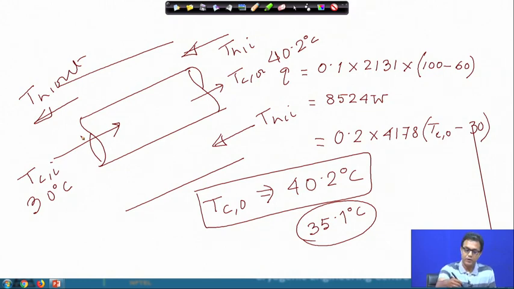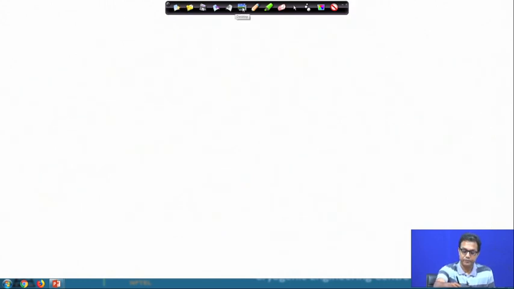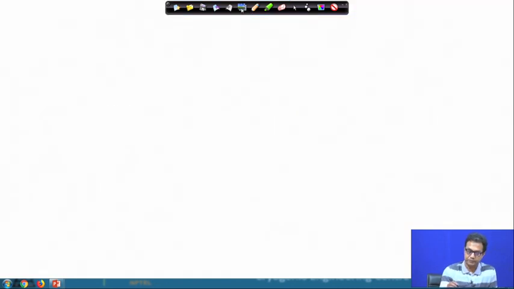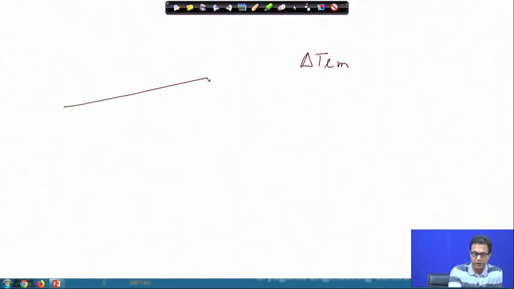So, that means we have, along with the flow rates, the entry temperature. Now, we know also the exit temperature and the fluid properties like viscosity, thermal conductivity, etc., and the Prandtl number. So, with this information we can now try to calculate the delta T log mean. Delta T log mean, how do we know that?